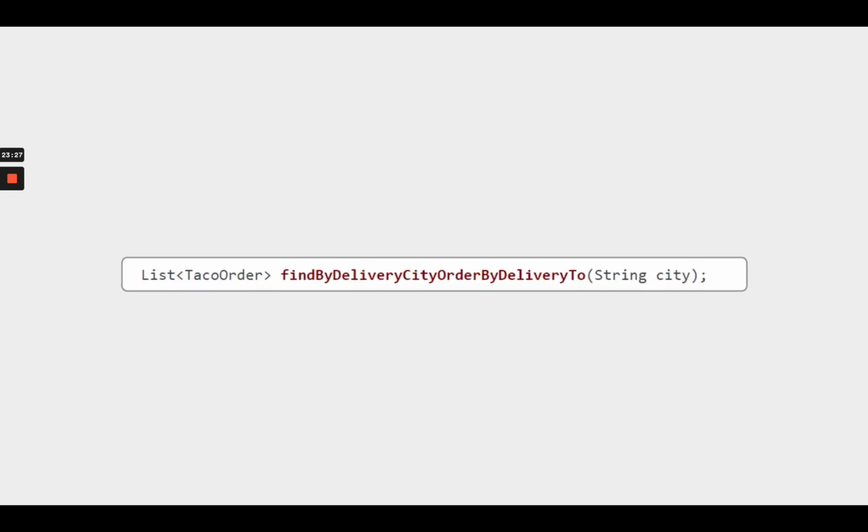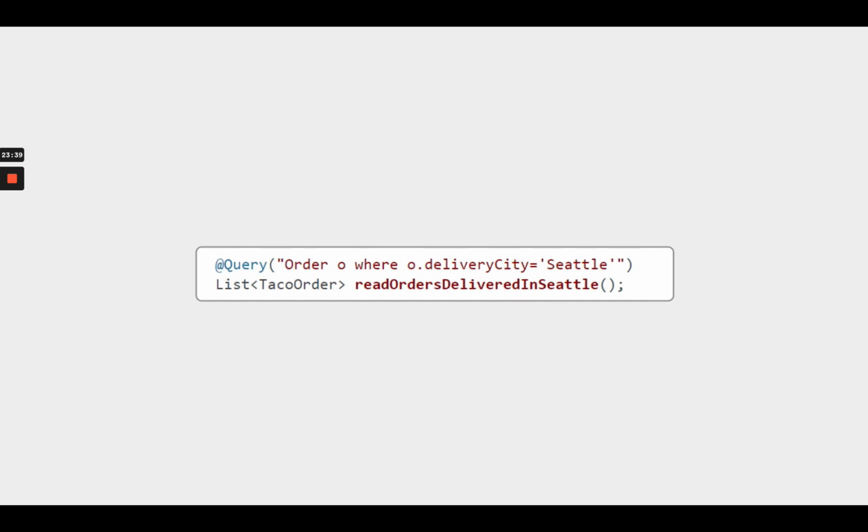Finally, you can also place OrderBy at the end of the method name to sort the results by a specified column. For example, to order by the deliveryTo property, use the following code. Although the naming convention can be useful for relatively simple queries, it doesn't take much imagination to see that method names could get out of hand for more complex queries.